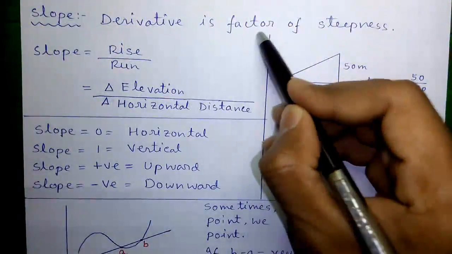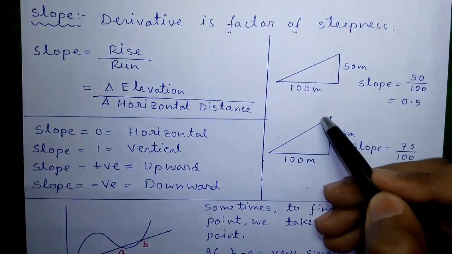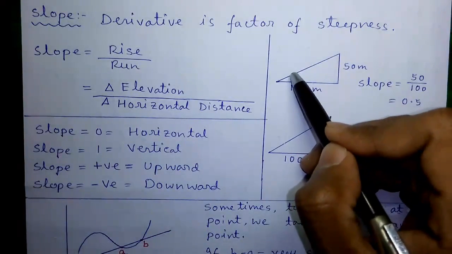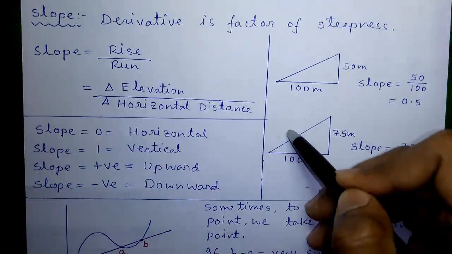That is, derivative is a measure of steepness. So derivative is about finding the slope at any particular point of a graph. I will come to that later.